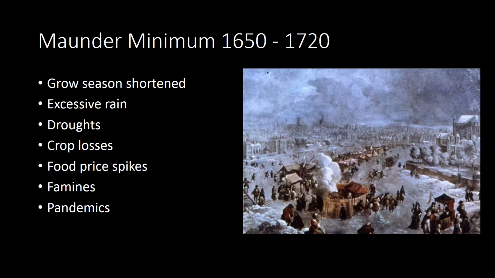The Maunder Minimum of 1650 to 1720 manifested as profound changes in the climate. There was some small degree of cooling that was seen, but primarily there was shortening of the growing seasons, some periods of excessive rain, but also droughts were seen. And these climate changes resulted in crop losses, with some years having food price spikes of 2, 3, 7 times normal food prices, which resulted in regional famines and incidents of pandemics.